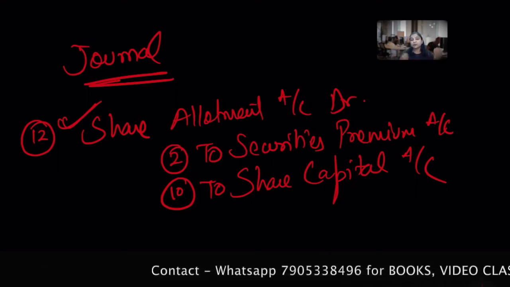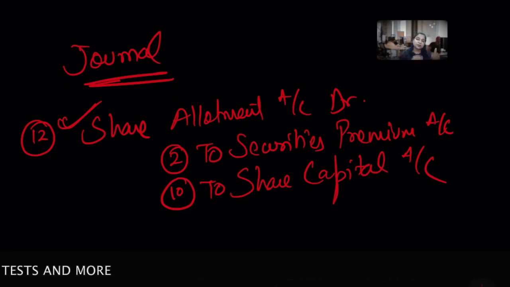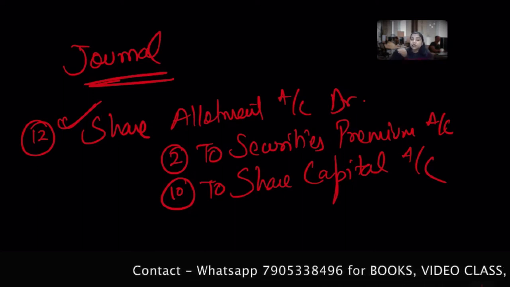कैसे करूंगी? मैंने ऑलरेडी लास्ट सेशन में काफी डिटेल में डिस्कस किया। शेयर अलॉटमेंट अकाउंट डेबिट, क्यों डेबिट किया ये डिस्कस हो चुका है, इसलिए मैं उस पर ज्यादा टाइम नहीं स्पेंड करूंगी। टू सिक्योरिटी प्रीमियम अकाउंट, टू शेयर कैपिटल अकाउंट। क्यों शेयर कैपिटल ही अकाउंट?